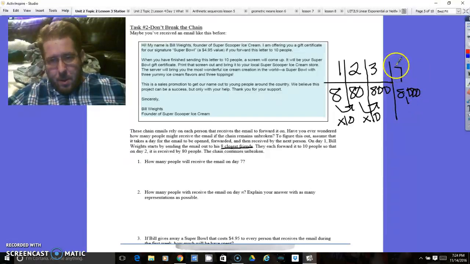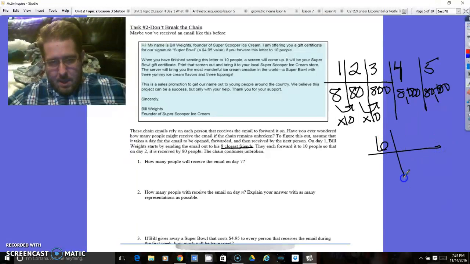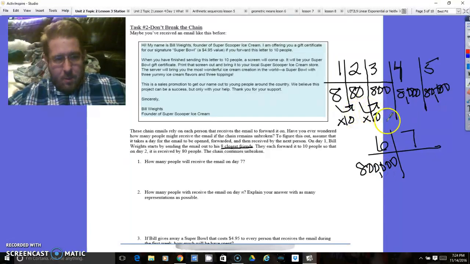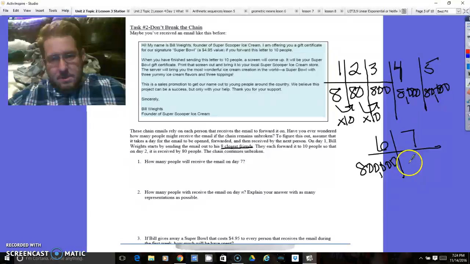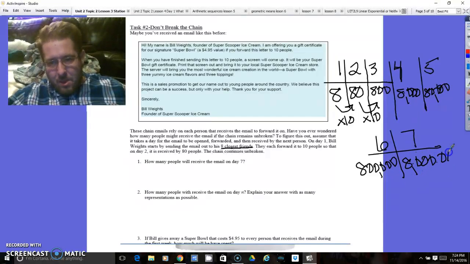So how many people are going to receive it on the 7th day? Now, if you just keep that pattern going, you're going to see that this is going to be 8,000. And then on the 5th day, it's going to be 80,000. And then on the 6th day, it's going to be 800,000. Yeah, when things go viral, things go out pretty fast. That's sort of like what you're dealing with here. So it looks like it's going to be 8 million people getting that chain email by the 7th day, if all of those friends give it to 10 people, and that pattern keeps going.